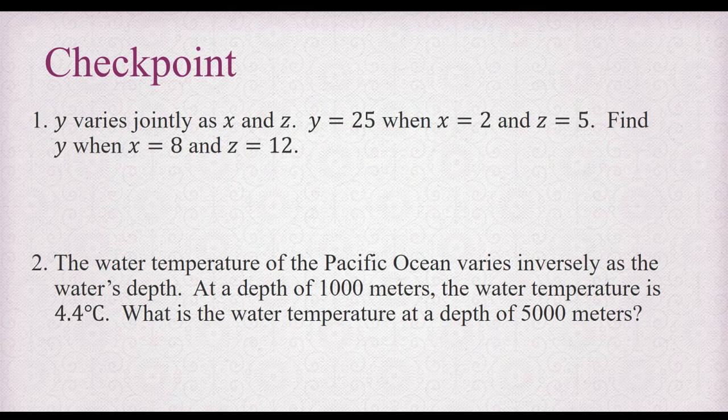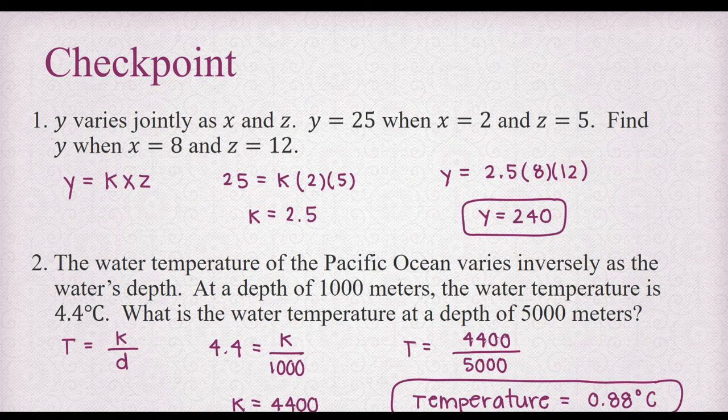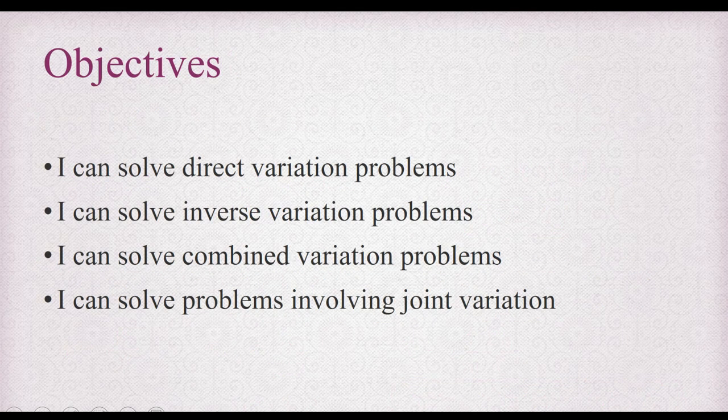All right, I would suggest that you pause the video and try these two checkpoint problems. Okay, the first one was varying jointly. So notice that meant that we needed to be multiplying multiple pieces together. So X and Z got multiplied by K. And then at the end, we should have gotten Y to be 240. In the second one, we're talking about varying inversely. Inversely means division. So I know that our temperature then at the end is going to be 0.88 degrees Celsius. So that's us doing all these different types of variation problems.